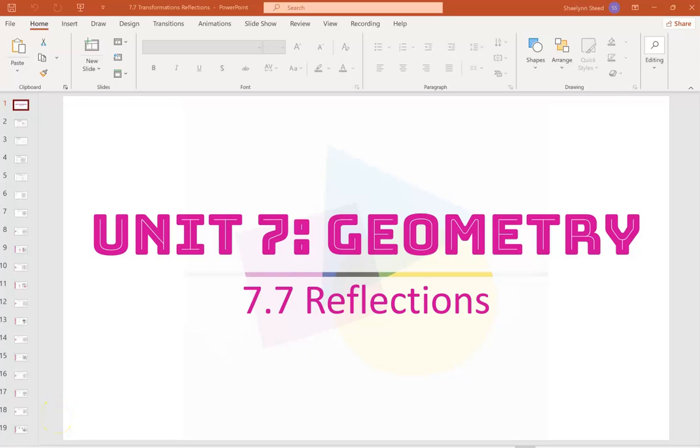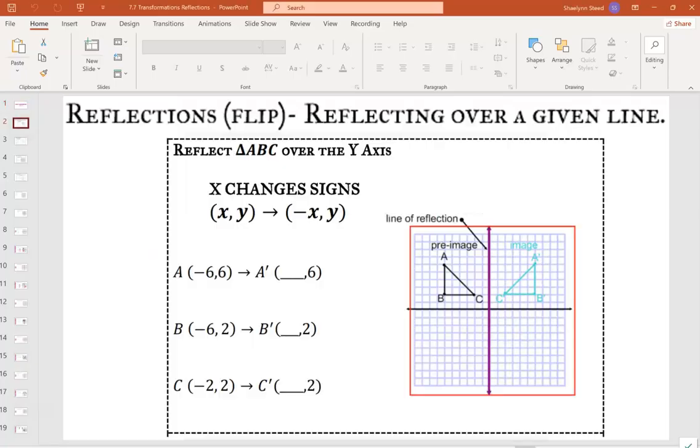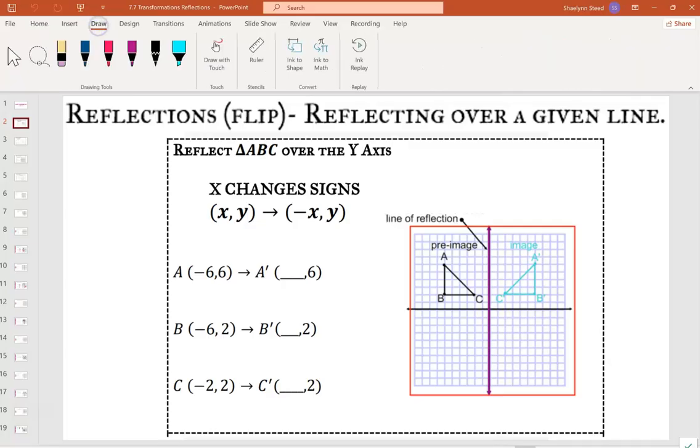Alright, last time we talked about translations, which was just shifting or moving around the plane. Today we're going to talk about reflections and what that looks like on the grid versus what you guys learned about last year with your patty paper. Alright, so first off, let's take a look at what happens when we fold across the y-axis.